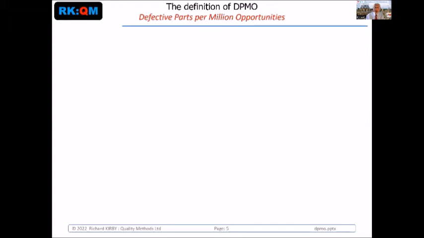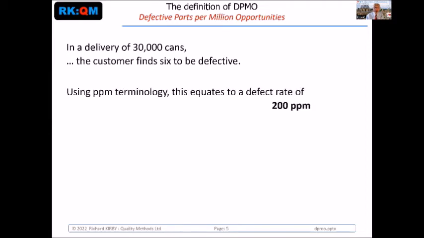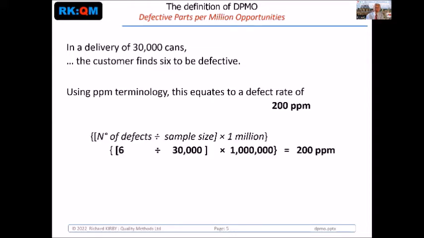So imagine that in a delivery of 30,000 cans, the customer finds 6 to be defective. Using PPM terminology, this equates to a defect rate of 200 PPM. Number of defects divided by sample size times a million. 6 divided by 30,000 times a million is 200.